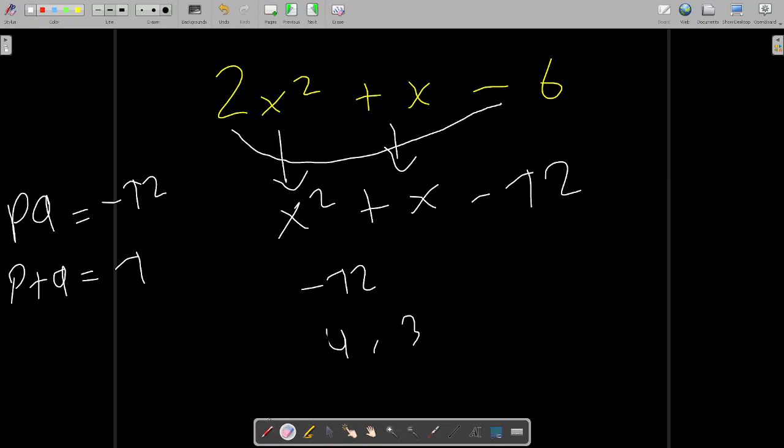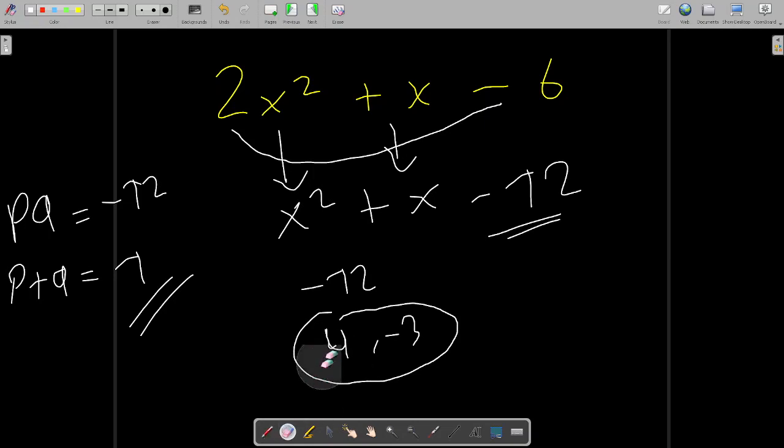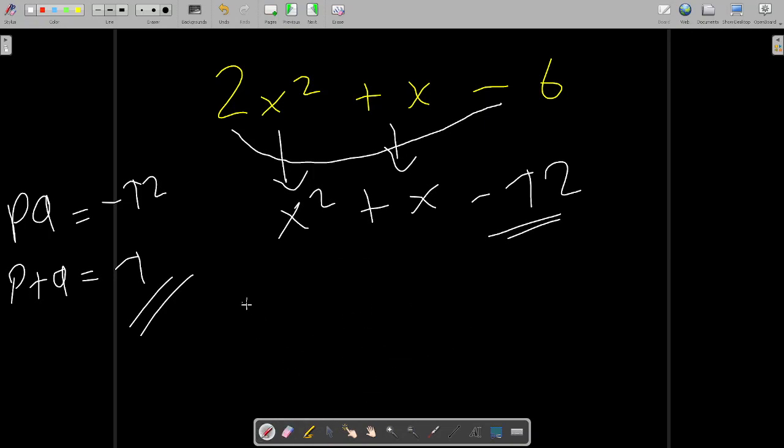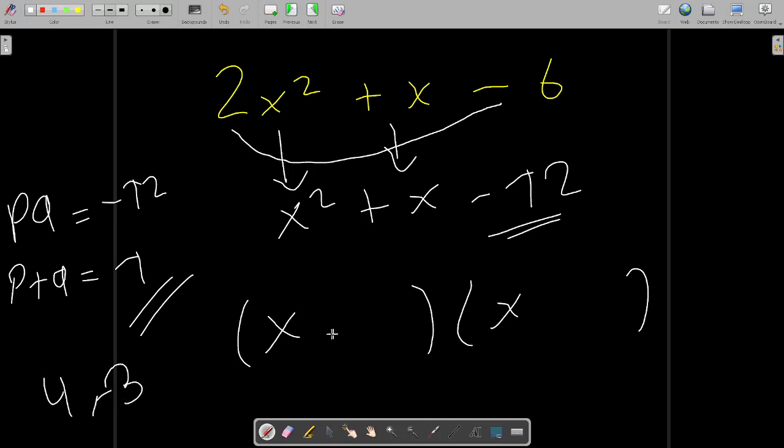So let's try 4 and negative 3. 4 times negative 3 is negative 12, and 4 minus 3 is 1. So this pair is what we're looking for, 4 and negative 3. Again, we'll put two brackets down, x here and x there, as x times x is x squared, and then we'll plug in the two values. Remember, negative 3. So x plus 4, and then x minus 3 right here.